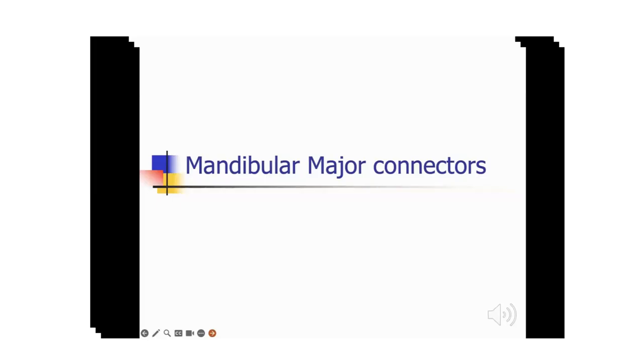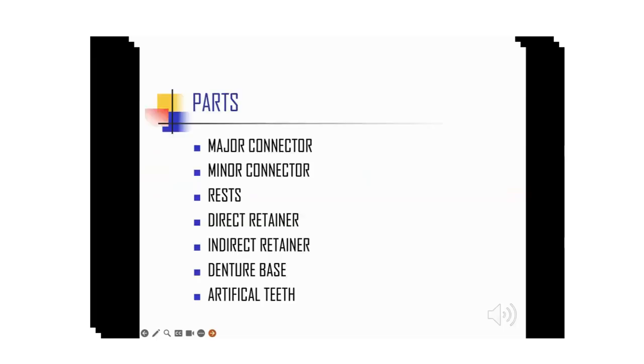Good morning, students. Today we'll be discussing the topic mandibular major connectors. So before going into the details of the mandibular major connectors, let's first discuss the cast partial denture parts, which consist of the major connector, minor connector, rest, direct retainer, indirect retainer, denture base, and artificial teeth.